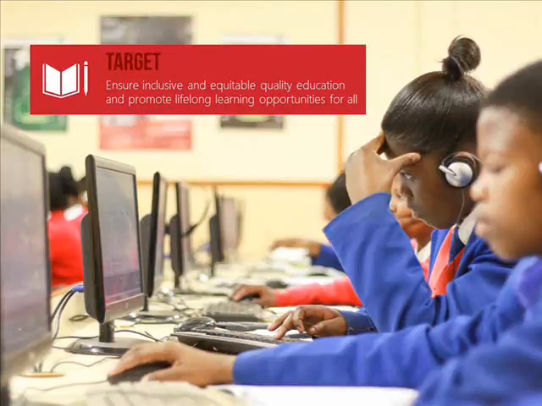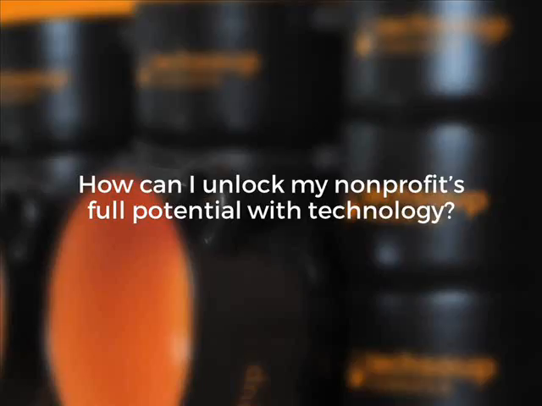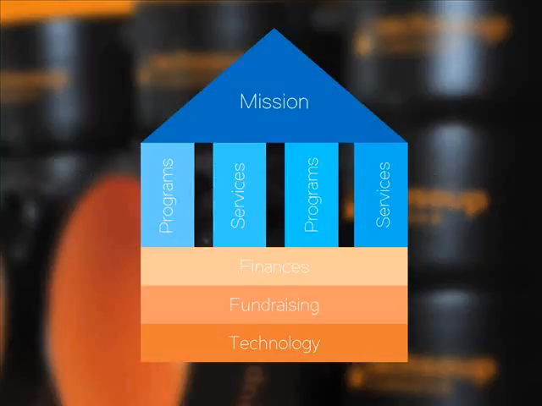So bearing these examples in mind, how can your nonprofit use technology to unlock its fullest potential? The first place to start is to understand the role of technology at your organization. Picture your nonprofit as a house. Your mission is your roof, what you work towards, and ultimately the reason why you exist. But you can't accomplish or uphold your mission without walls, which are the programs and services you deliver.